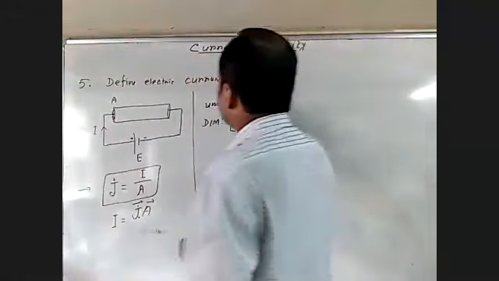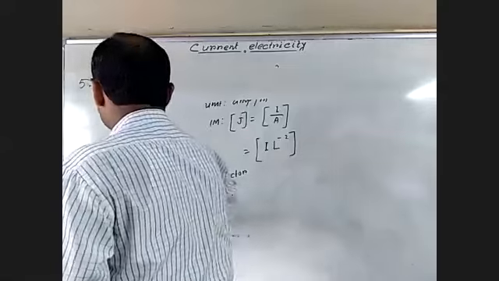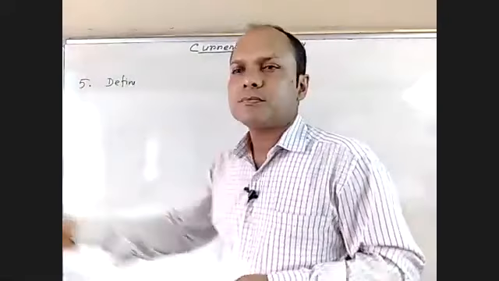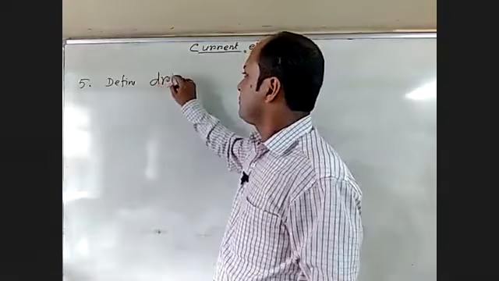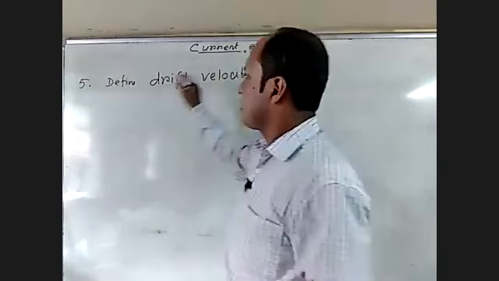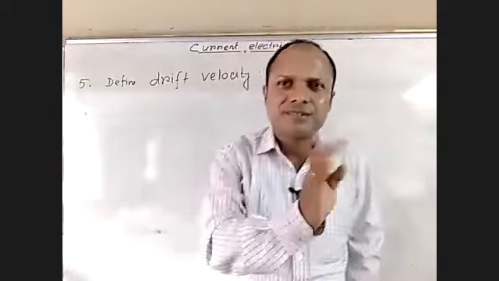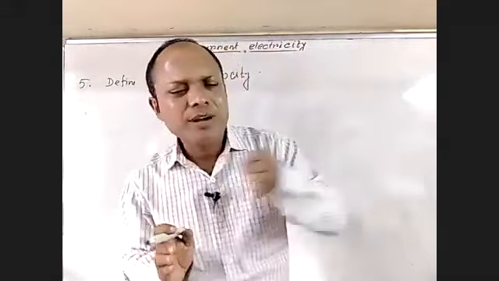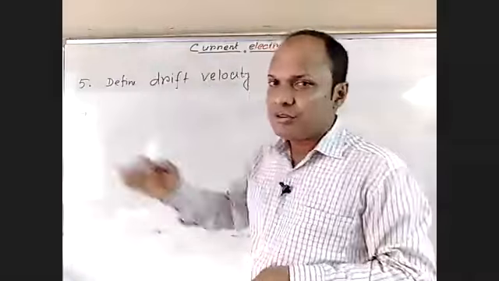Now the new topic: define drift velocity. What do you mean by drift velocity? The word drift means shifted. Drifted means from some particular point, you are gradually sliding yourself or sliding something.